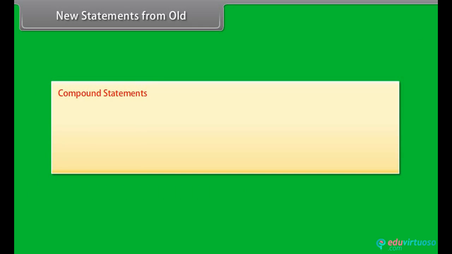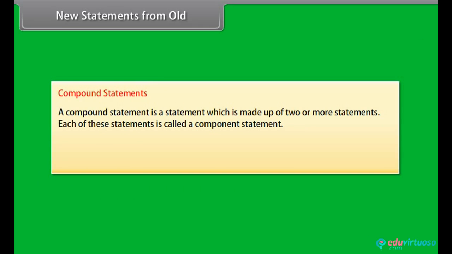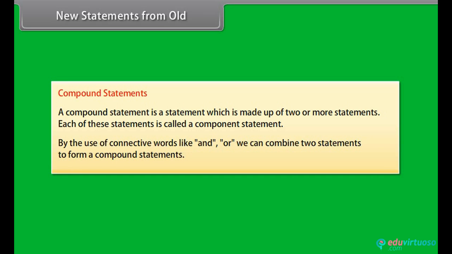Compound statements. A compound statement is a statement which is made up of two or more statements. Each of these statements is called a component statement. By the use of connective words like and, or, we can combine two statements to form a compound statement.